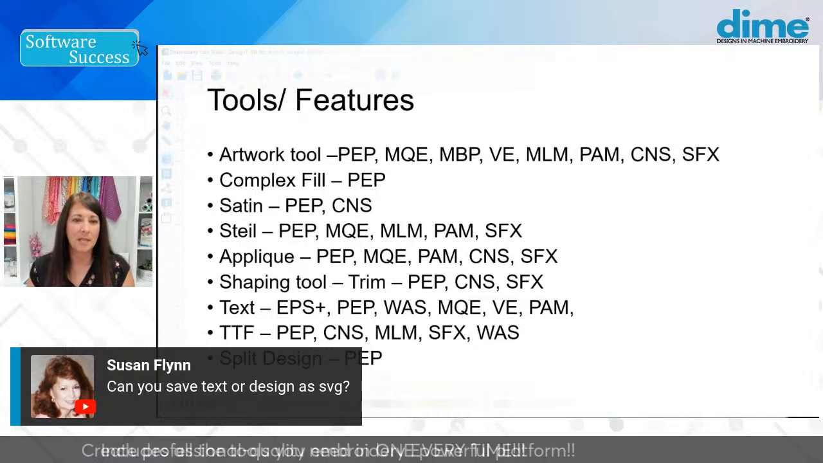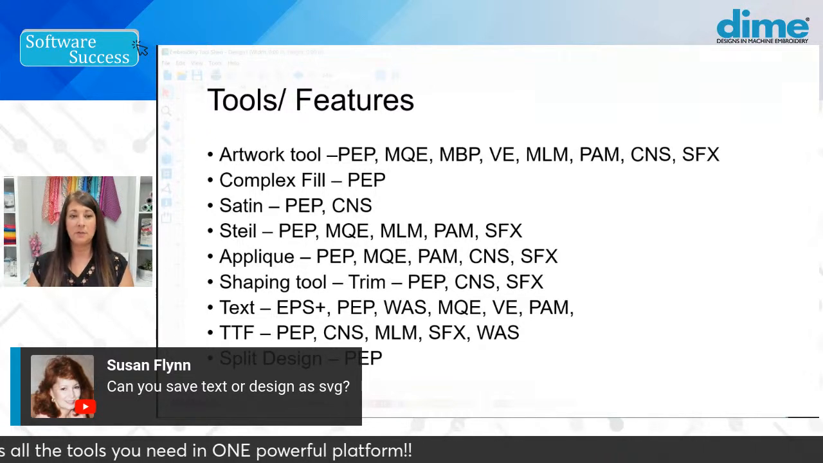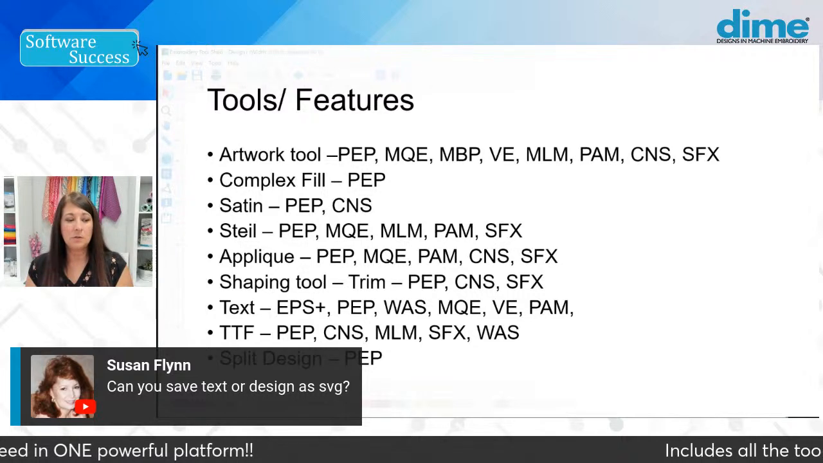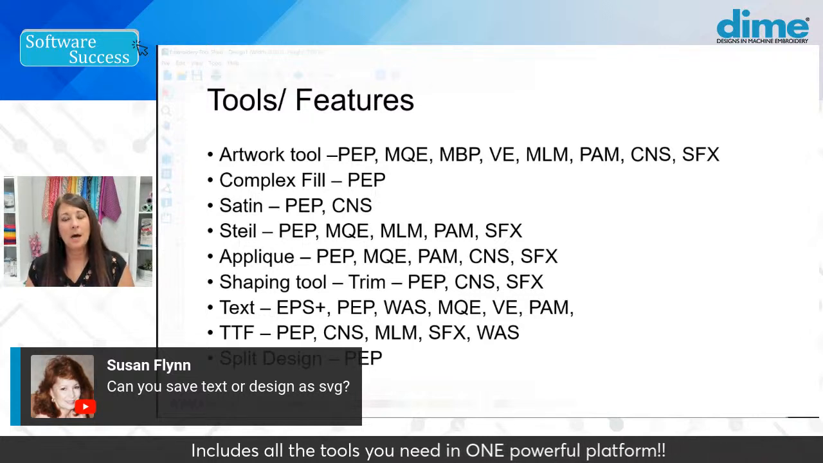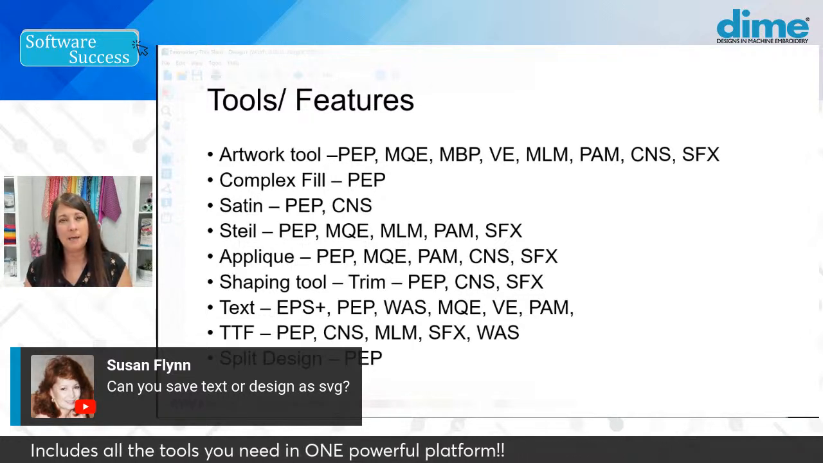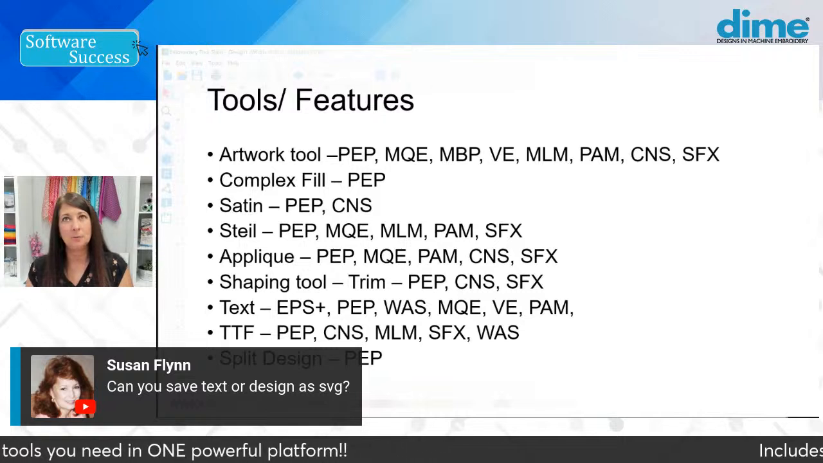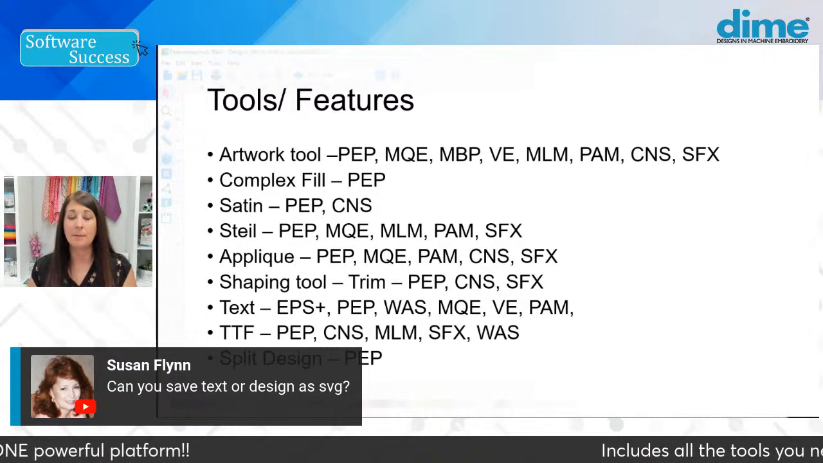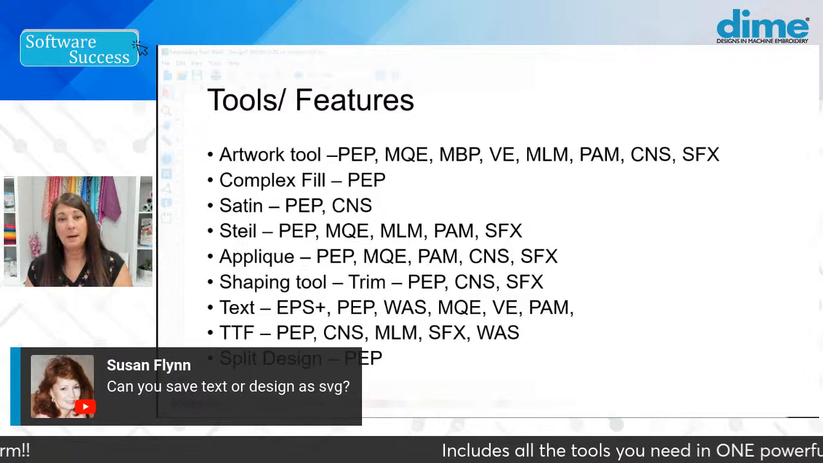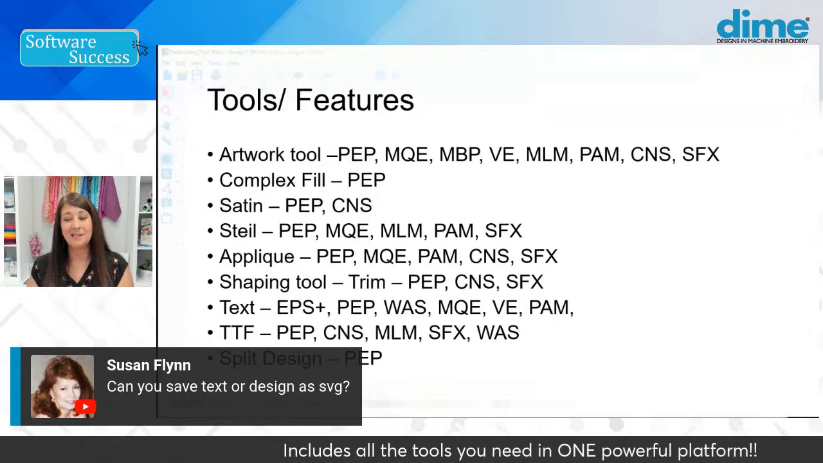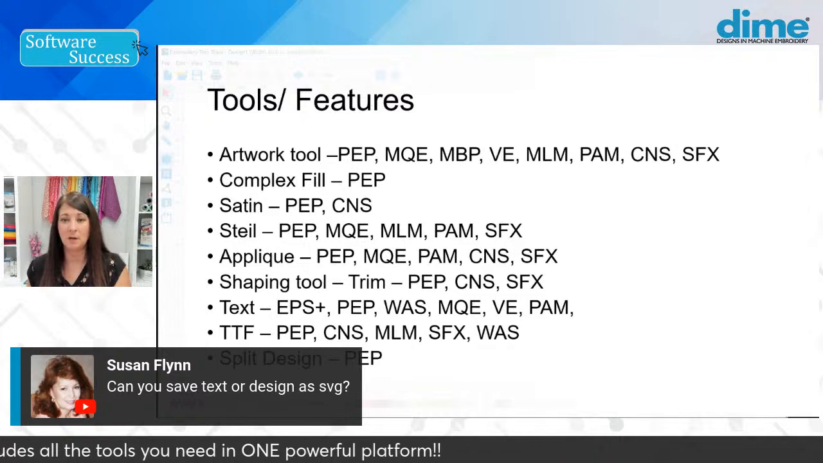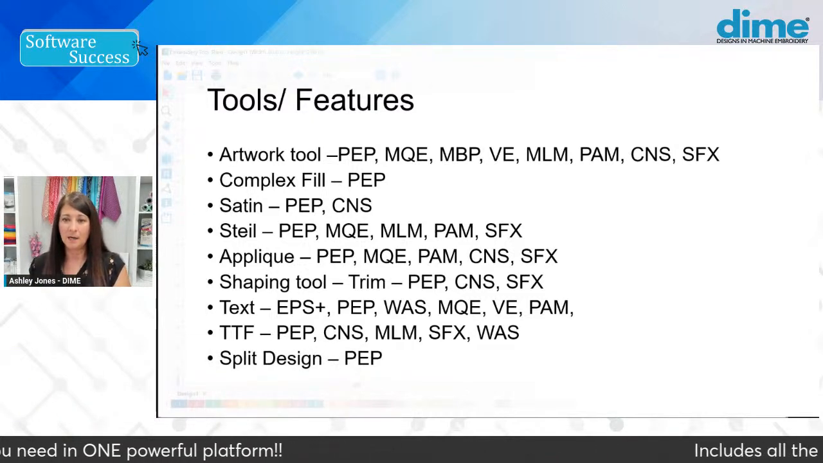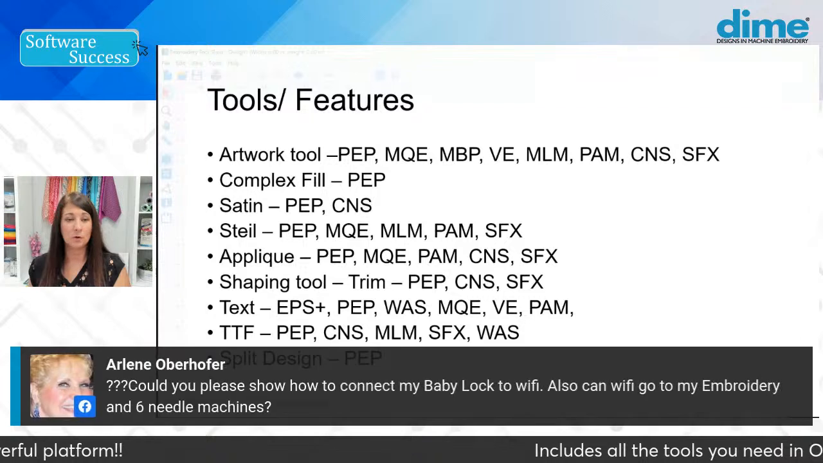And then Susan said, can you save text or design as an SVG? Yes, you can. You can do that in our Perfect Embroidery Pro, Word Art and Stitches, My Quilt Embellisher, Cut and Stitch, and I'm trying to think, the Patch and Applique Maker. You could probably do it because it has the cutter tool. And I think that's probably it for the ones that'll save as an SVG. So really good question. That's a nice way to get a cut file for your digital cutter.